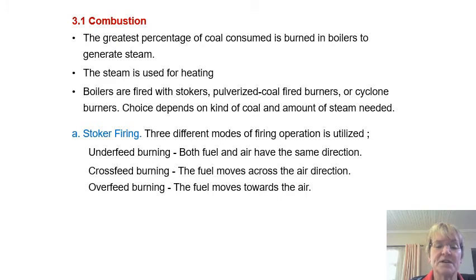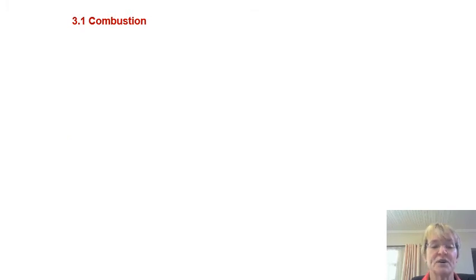You have the underfeed burning, the crossfeed burning, and the overfeed burning. Underfeed, where the coal and the air go from the same direction. Crossfeed, where the fuel, the coal, is added from the oven door and then the air comes across. And overfeed, where the coal is entered and then the air comes from the opposite side. And that gives different ways in which the firing is taking place.